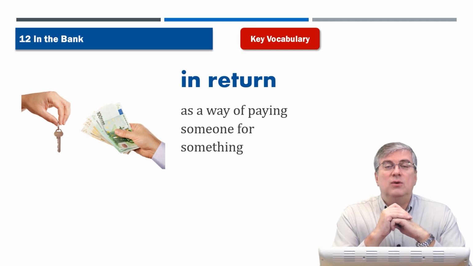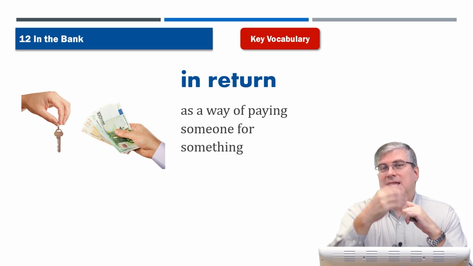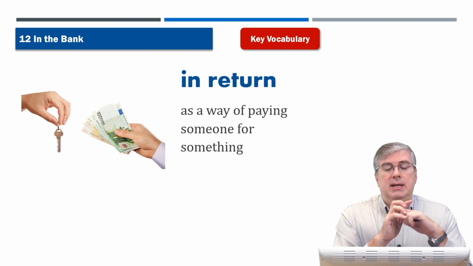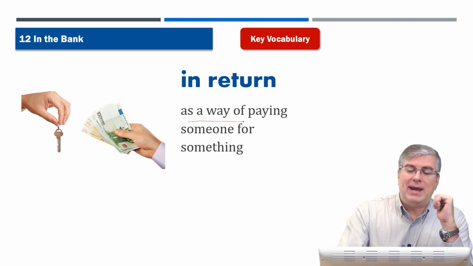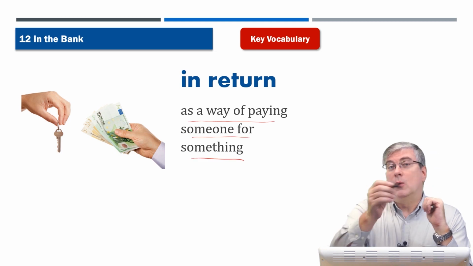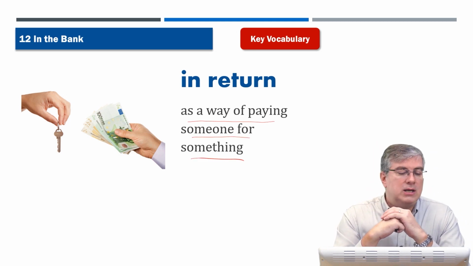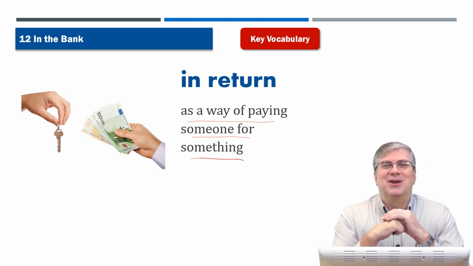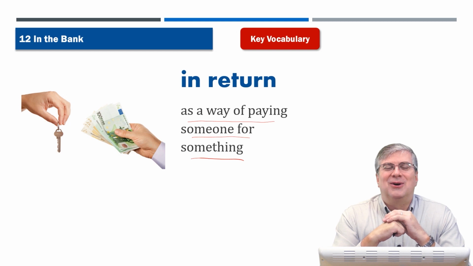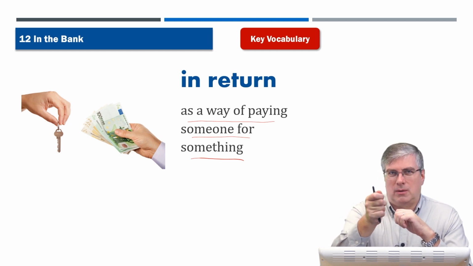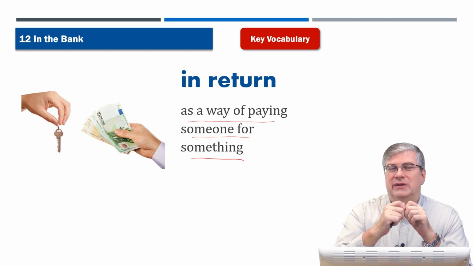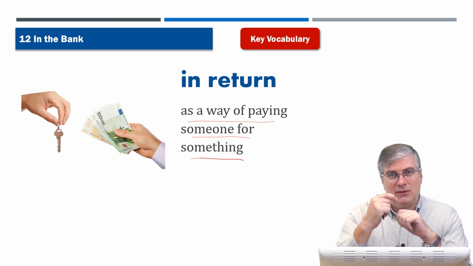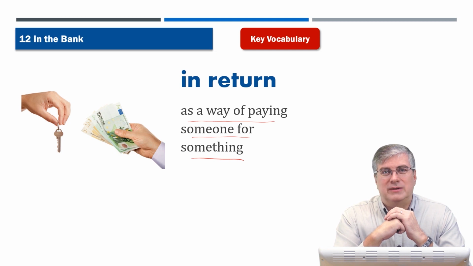Next we have "in return." If I give you something, will you give me something in return? In return is a way of paying someone for something. When you go to the store, right, and you want to buy a key, no, I'm just kidding. That's some other situation. You want to buy candy or a toy, right? You give the store owner or the person who works at the store some money. In return, they give you the object that you want to buy.